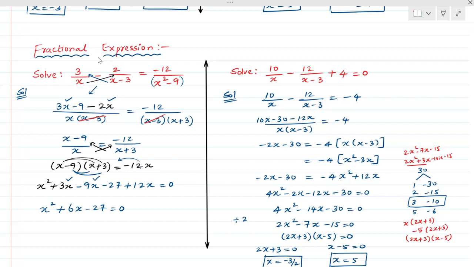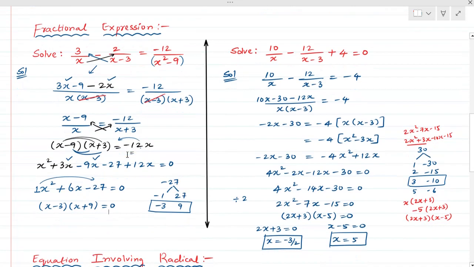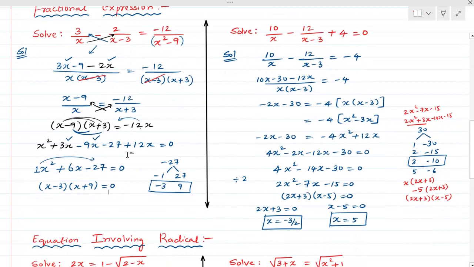By using the factoring technique, 1 into 27 minus 27. So what are the multipliers? Possible multipliers: 1 and 27, 2 not possible, 3 into 9. Since the last number is minus, the smaller number is minus. So therefore this is the correct one. We can write it directly. Why? Because the leading coefficient is 1. So x minus 3 times x plus 9 is equal to 0. You can go through my video for the factoring technique. All the elaborate explanation is in the factoring technique video.